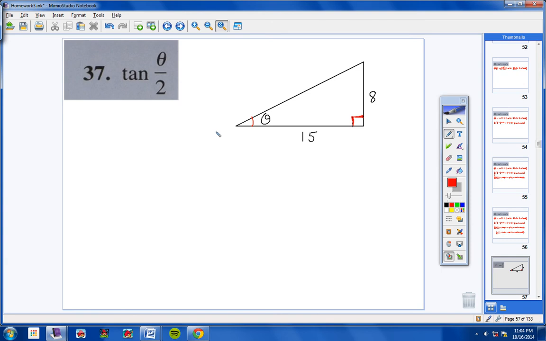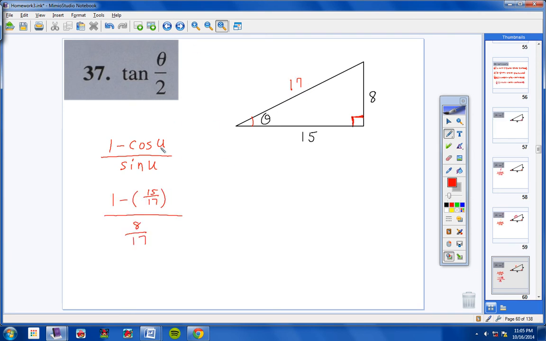Okay, number 37. We are going to find the tangent of theta over 2 using this triangle here. Now, first of all, here's my substitution, okay? Tangent of theta over 2 equals this. Now, next, for cosine u, well, I had to find this missing side. So using Pythagorean's theorem, I found the hypotenuse, which was 17, okay? Now, next, for cosine of u, I put 15 over 17. For sine of u, I put 8 over 17.